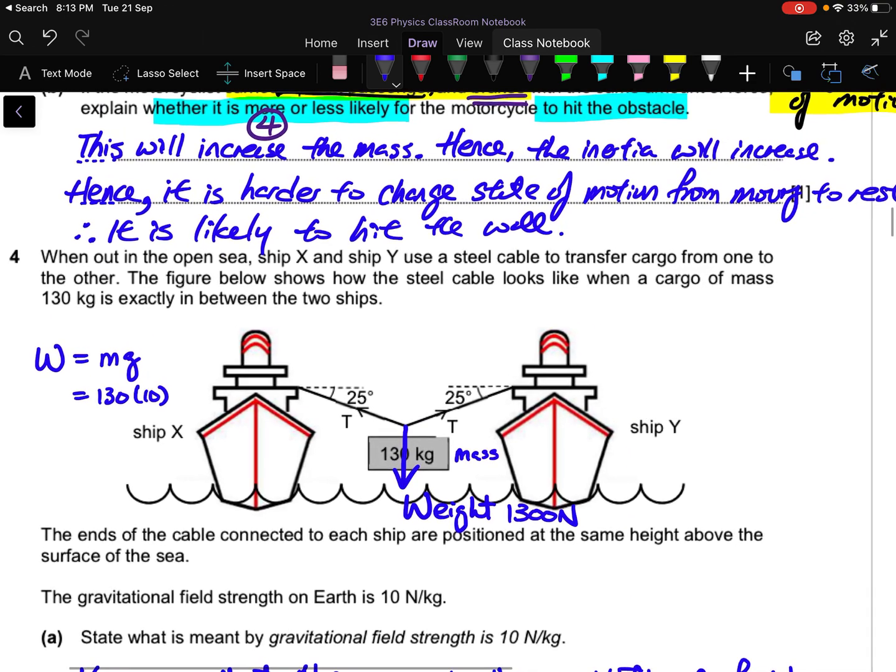Then they are telling you about two cables, and the cables are at 25 degrees, and the force is called tension.